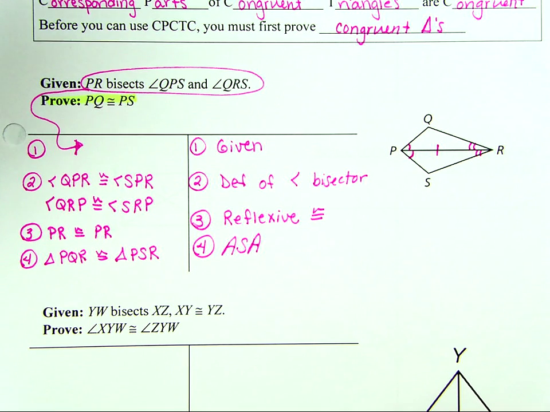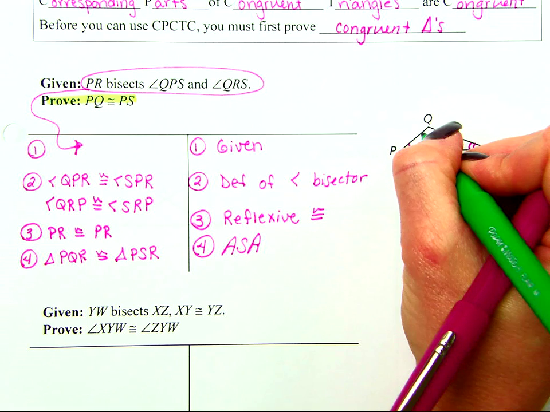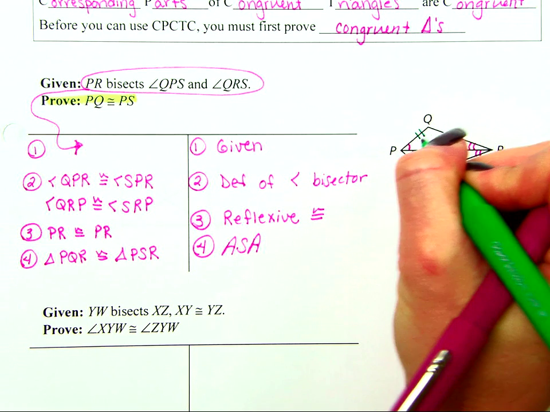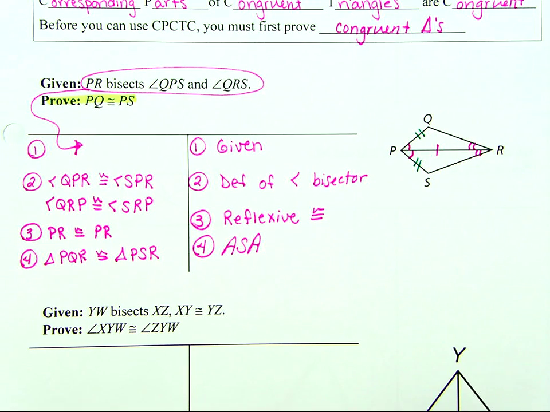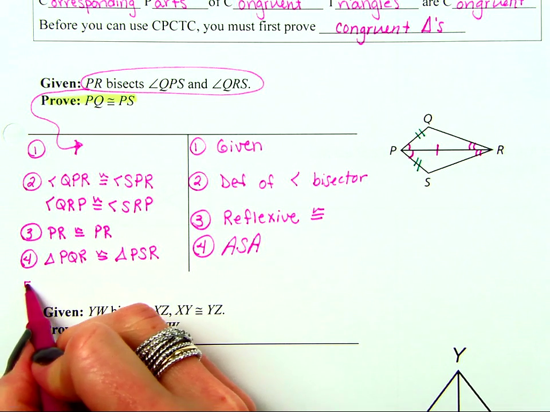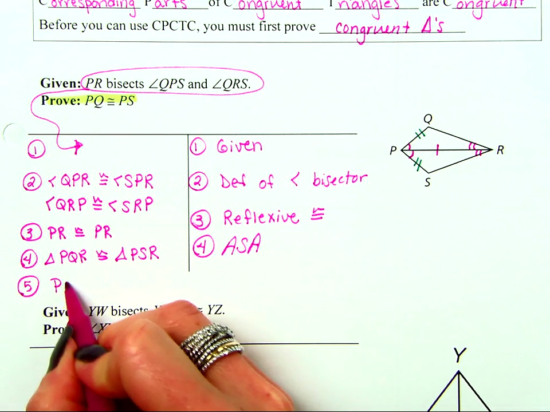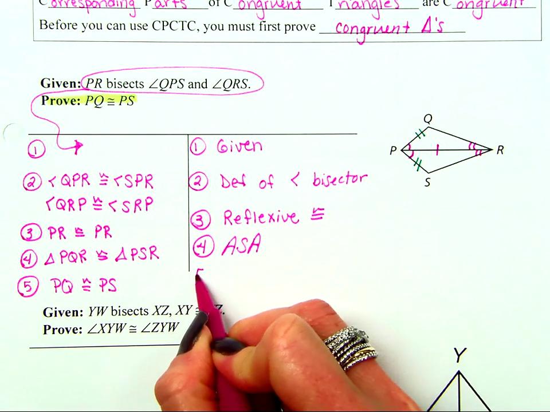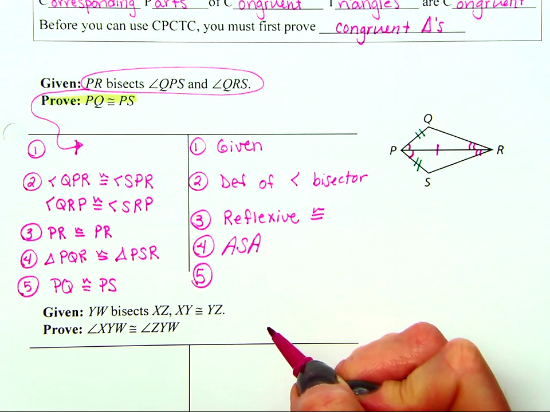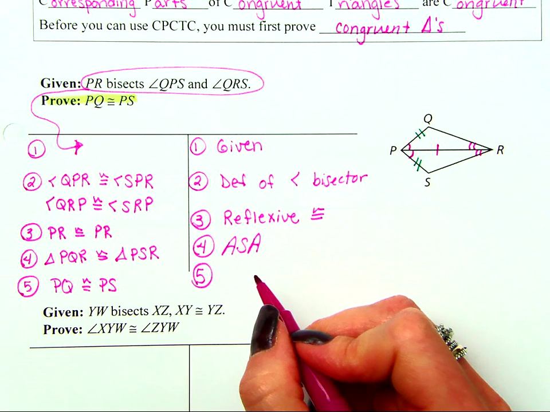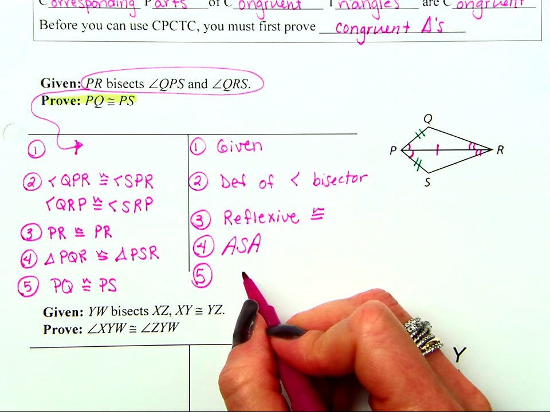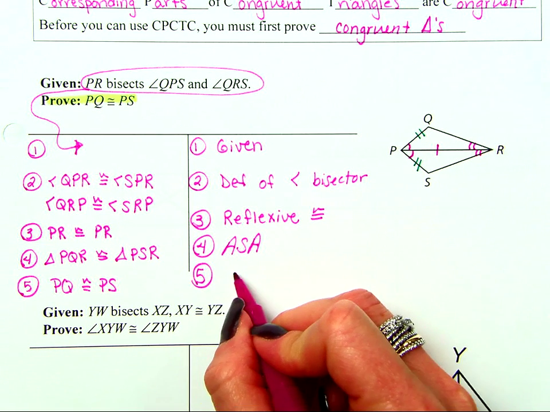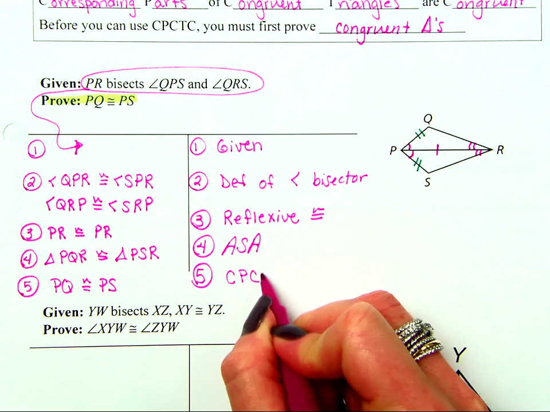Now, because my triangles are congruent, wouldn't you agree that side PQ must be congruent to side PS because they correspond? And so I'm going to state as step number 5 that PQ must be congruent to PS. Why? Because the corresponding parts of congruent triangles must be congruent. Or my reason? CPCTC.